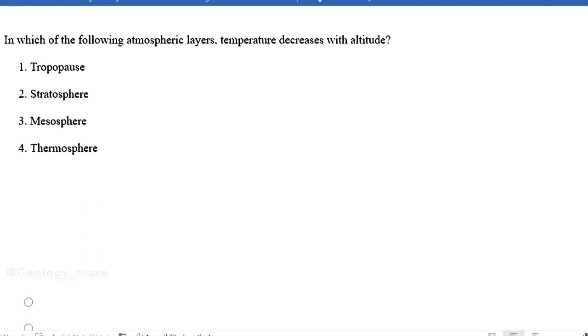In which one of the following layers does temperature decrease with latitude? This question is very simple. Try it yourself and just mention the answer in the comment box. If you know the idea of the atmospheric layers, and in which layer the temperature decreases with altitude, remember this.